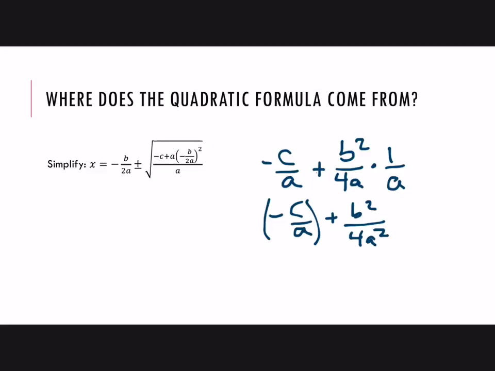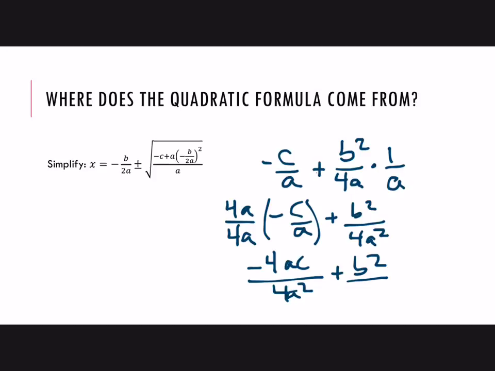Okay, I'm going to multiply negative c over a by 4a over 4a. Okay, so then we end up with 4a times negative c, and that's negative 4ac, and that's all over 4a squared, plus b squared over 4a squared. So now I can add them, they have the same denominator.